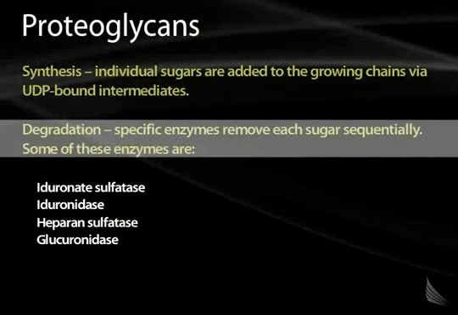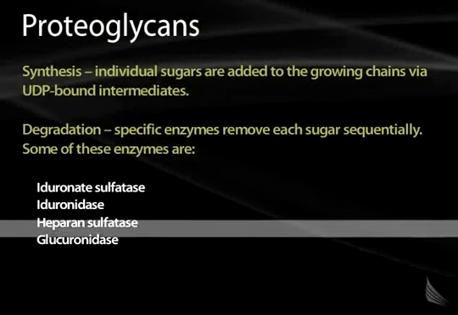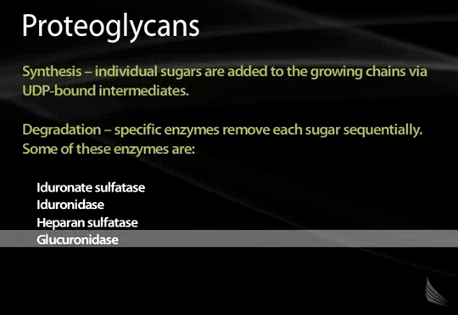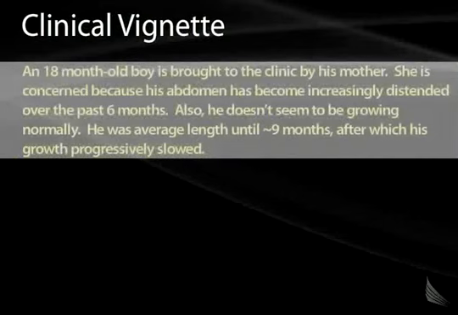Some of these enzymes have names which correspond to the particular proteoglycans which they degrade. For example, iduronate sulfatase or iduronidase, heparan sulfatase or glucuronidase. Now, these degradation enzymes can also be defective in certain inherited disorders, an example of which is shown in the following clinical vignette. An 18-month-old boy is brought to a clinic by his mother.